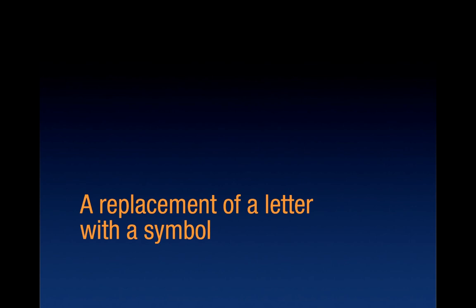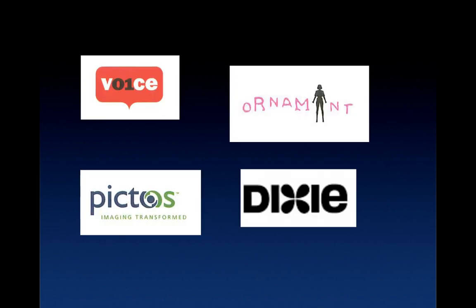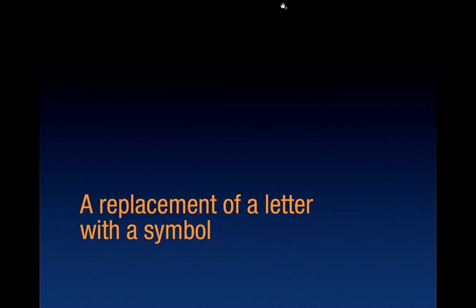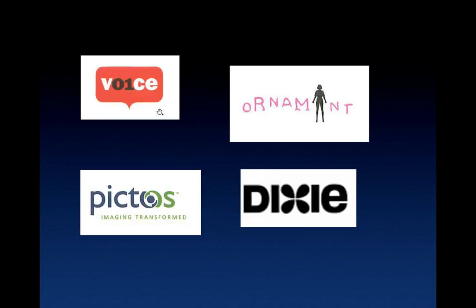Another approach that I want you to be aware of is you could replace a letter. This is normally done with a vowel, but in this case, the I is the number one. Dixie, well, not the vowel, but the X is replaced there. The O here.